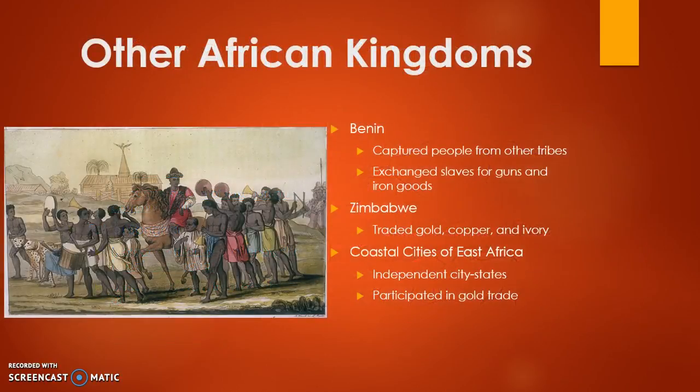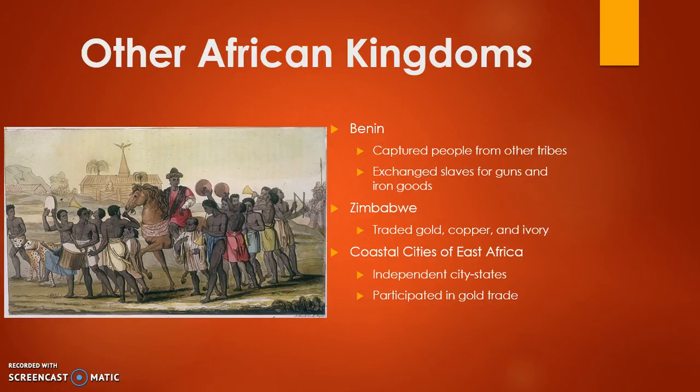Other African kingdoms that we should mention, the Kingdom of Benin. They are going to capture people from other tribes and sell them for guns and iron goods. So again, we begin to see the beginnings of the slave trade, which will eventually become a huge profit for West Africans when the Europeans and Americans begin to partake in this exchange.